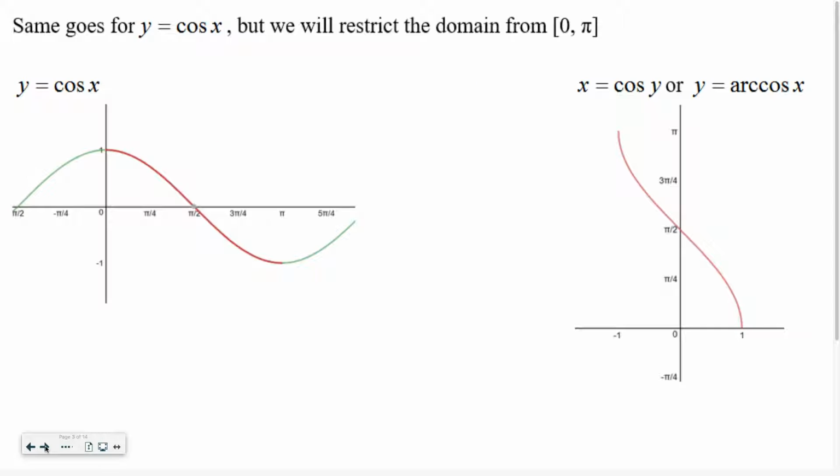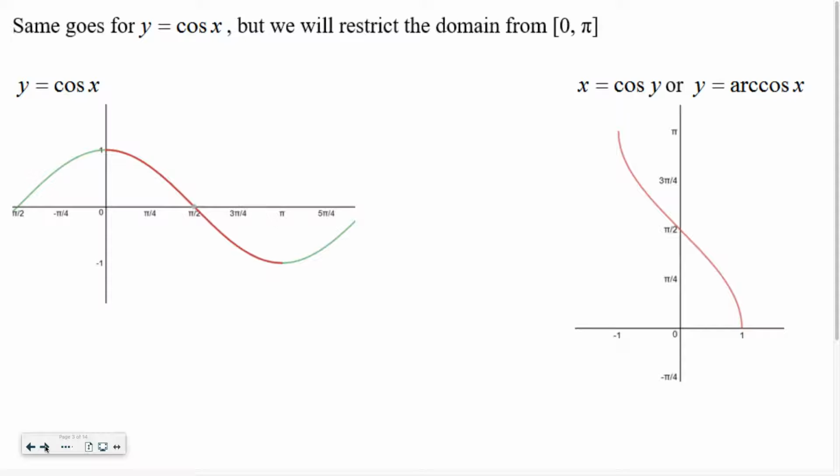Y equals the cosine of x does not pass the horizontal line test. But if we concentrate on just this red portion, it would. And so when we reflect that red portion about the line y equals x, we get this graph right here. You're not going to need to know the graphs. I just want you to have that background information.